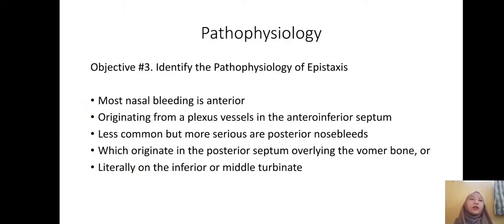So the pathophysiology is objective number 3, identify the pathophysiology of epistaxis. Most nasal bleeding is anterior, originating from a plexus of vessels in the antero-inferior septum. Less common but more serious are posterior nosebleeds, which originate in the posterior septum overlying the vomer bone or laterally on the inferior or middle turbinate.